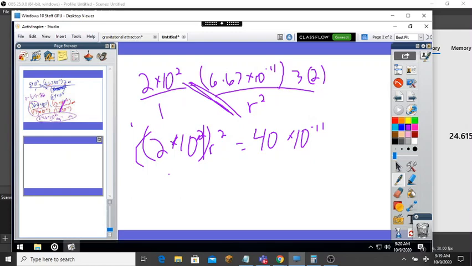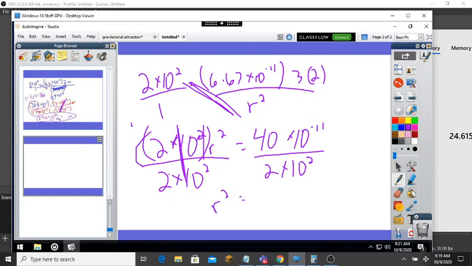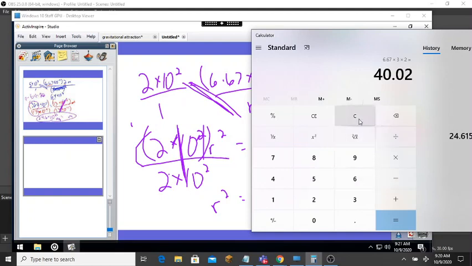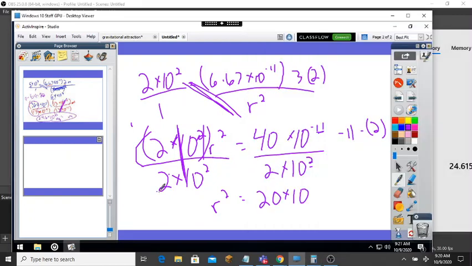Okay. And here we're going to end up dividing, right? r squared equals 40 divided by 2. Well, that's easy. That's 20, right? And then the exponents, negative 11 minus 2 gets me negative 13.